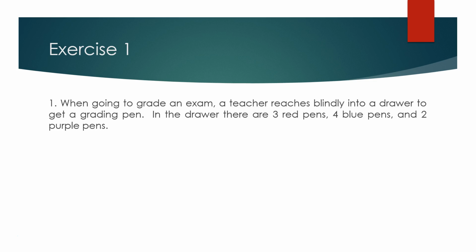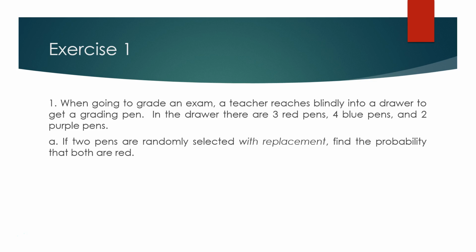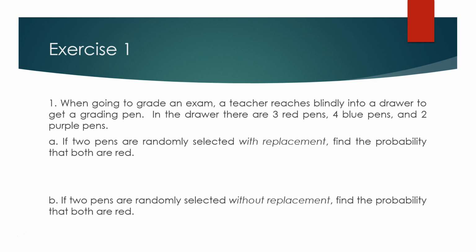So, exercise 1. When going to an exam, and this is the stereotypical probability example. If you Google probability, I guarantee you there will be a teacher blindly pulling a pen from a drawer. So the teacher reaches into the drawer. There's 3 red pens, 4 blue pens, and 2 purple pens. If 2 pens are randomly selected with replacement, that means we put them back, what is the probability that they are both red? Part B: 2 pens are randomly selected without replacement. Find the probability that both are red.